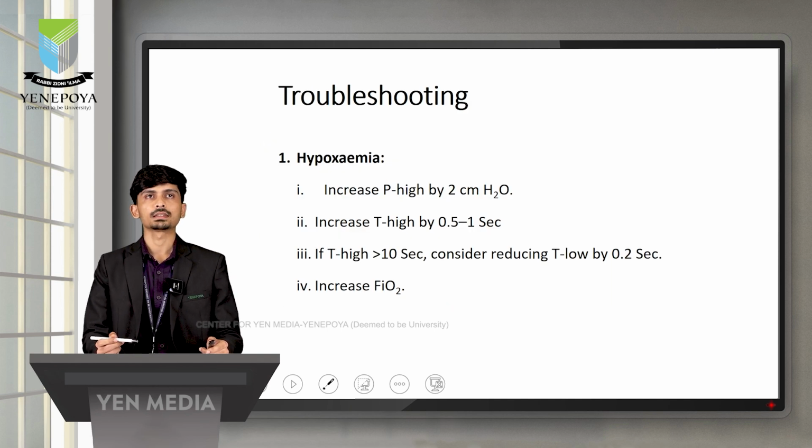Let's move on and learn about troubleshooting the problems that may arise when you are using this mode of ventilation. The most common problem that you will face is hypoxemia. So how can you correct it? You increase the P high by 2 centimeters of water. If that doesn't work, increase the T high by 0.5 to 1 seconds. If it still doesn't work and you have reached a T high of more than 10 seconds, you might want to consider reducing the T low by 0.2 seconds. If all of these methods are unsuccessful, then only you will go ahead and increase the FiO2.